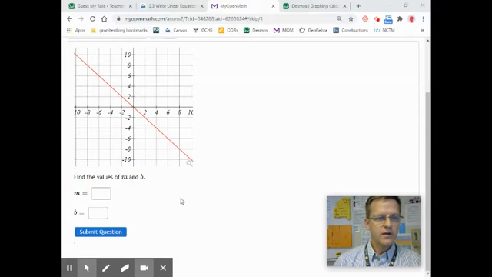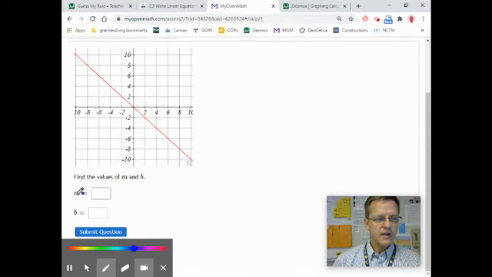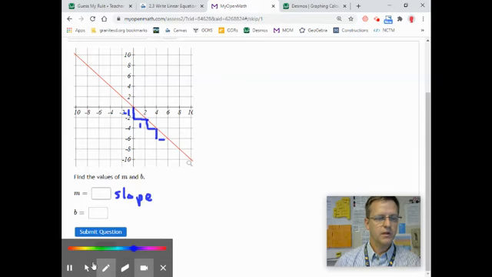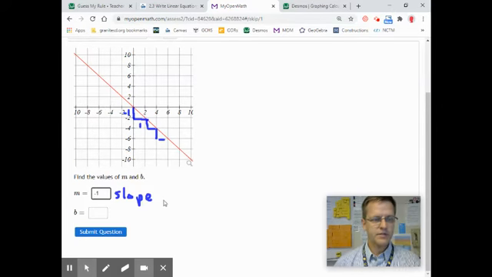Let's look at number 1. We want to find the m and the b. The m is your slope, and we've been working on slope for a while now. So your slope is, what is it changing by? In my case, it's going down 1 over 1, down 1 over 1, down 1 over 1. So the slope is going down 1 every time.